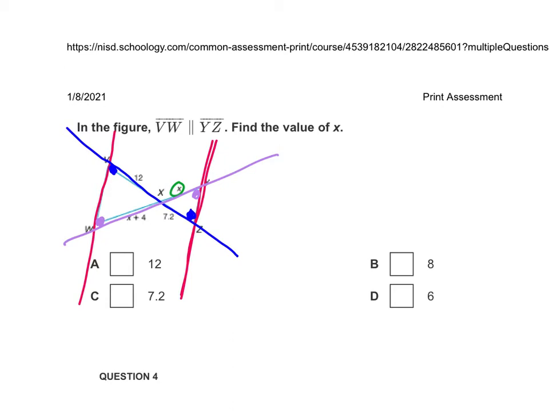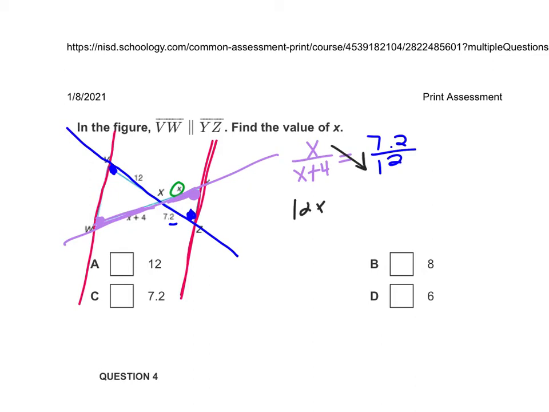Okay, so let's give it a shot. When we're setting up our proportions, you want to set up by the lines provided. So if I'm starting with my purple angles, we can say that x over x plus 4 equals, use the same exact order. So we started with our small triangle first, 7.2 over 12. Once here, you're going to cross multiply and solve for x.